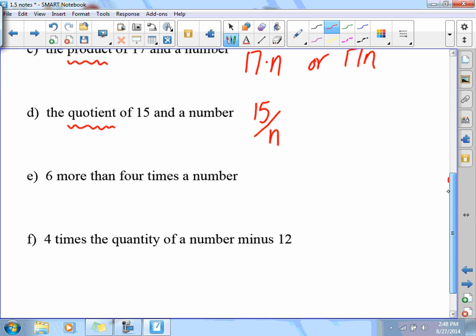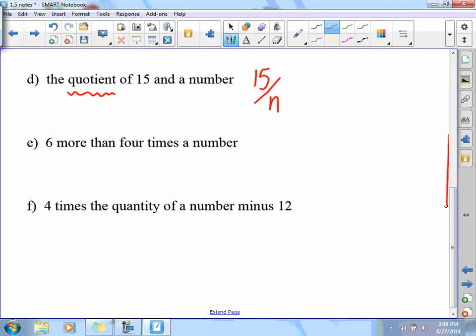For part E, we have 6 more than 4 times a number. Ooh, so this is getting a little more complicated now. I see the phrase more than, which tells me I'm going to add. And I also see the word times, which implies multiplication. So I'm going to have 6 more than, so 6 plus 4 times a number. Or you could write it 6 plus 4n. You don't have to have the little dot in between the 4 and the n.